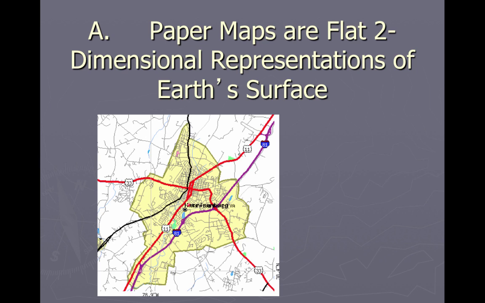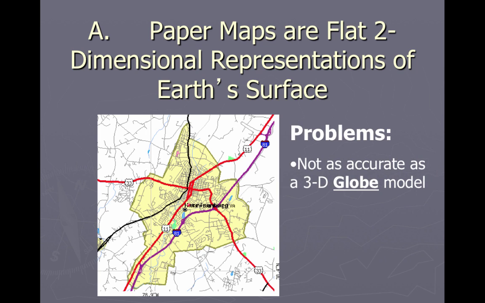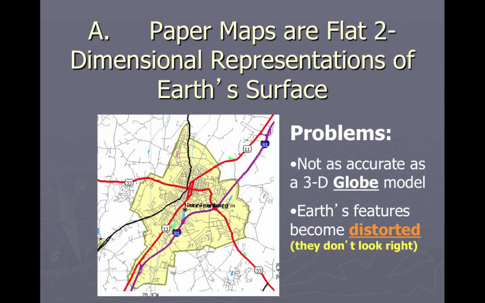So paper maps are flat two-dimensional representations of Earth's surface. The problem with them is you can't be as accurate as a 3D globe model, which represents the true shape of the planet. Earth's features become distorted and they don't look right.